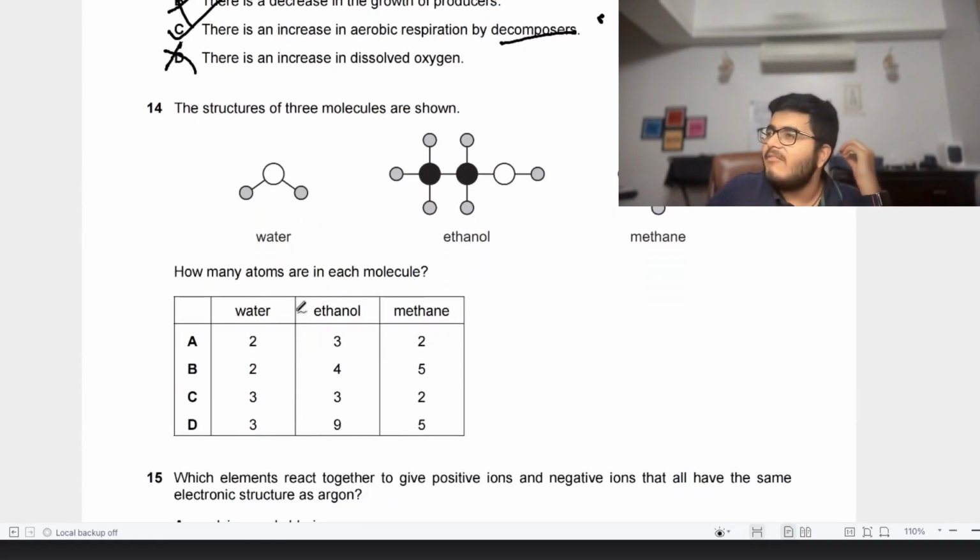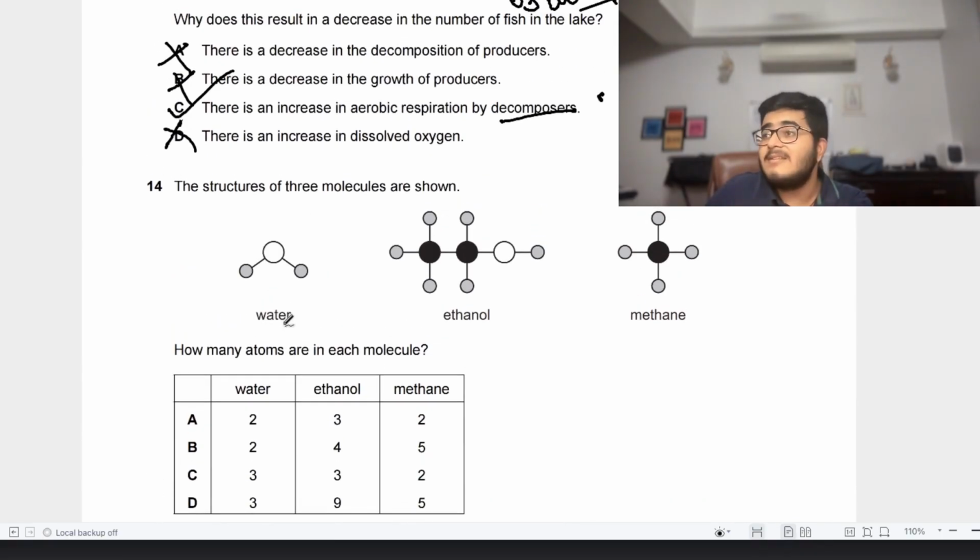Question 14, one of the easiest questions I have ever seen in a combined science paper is question 14. Starting with the chemistry part, a very, very, very easy question. So they have shown you 3 structures. You just need to tell how many atoms are there. So this is water, 1, 2, 3. So there are 3 atoms here.